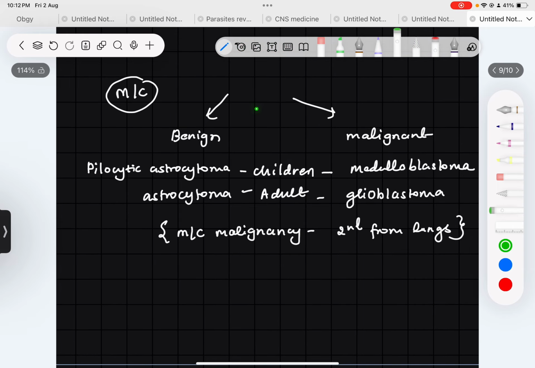And we have done this benign and malignant most common part: in children the most common benign tumor is pilocytic astrocytoma, in adults it is astrocytoma. The malignant one is medulloblastoma in children and glioblastoma in adults, but overall the most common tumor in the CNS is always going to be secondaries from lung cancers.